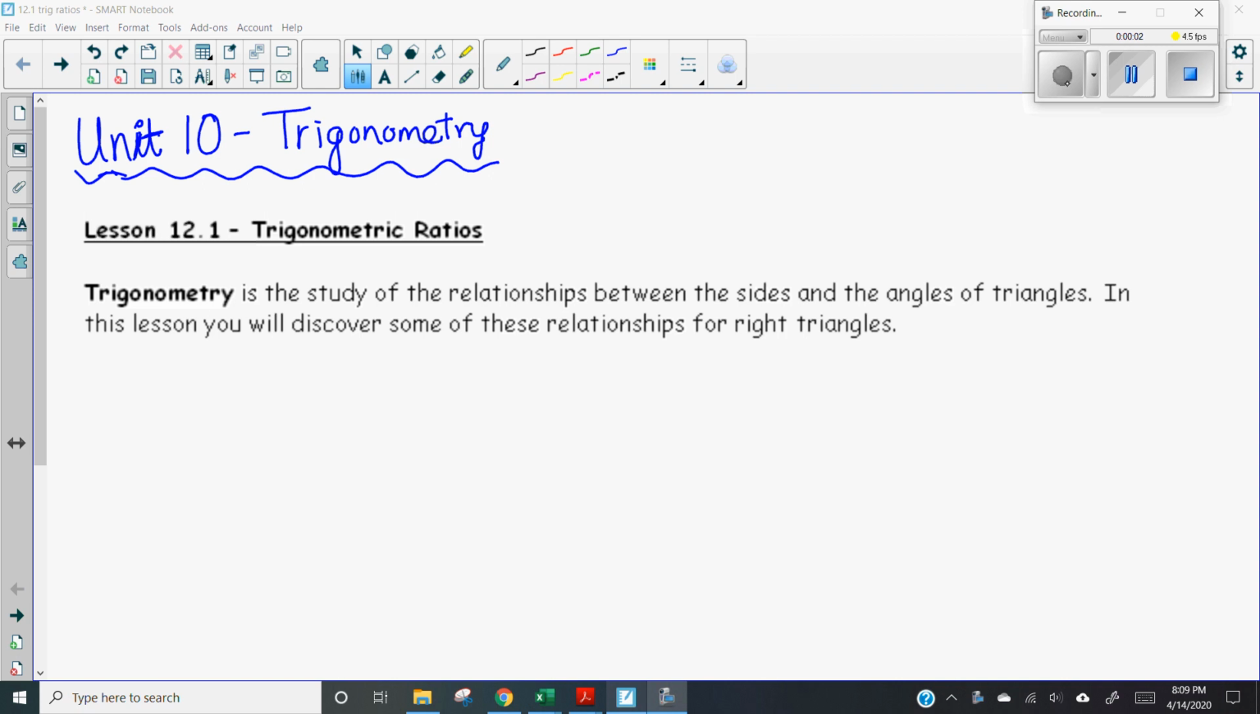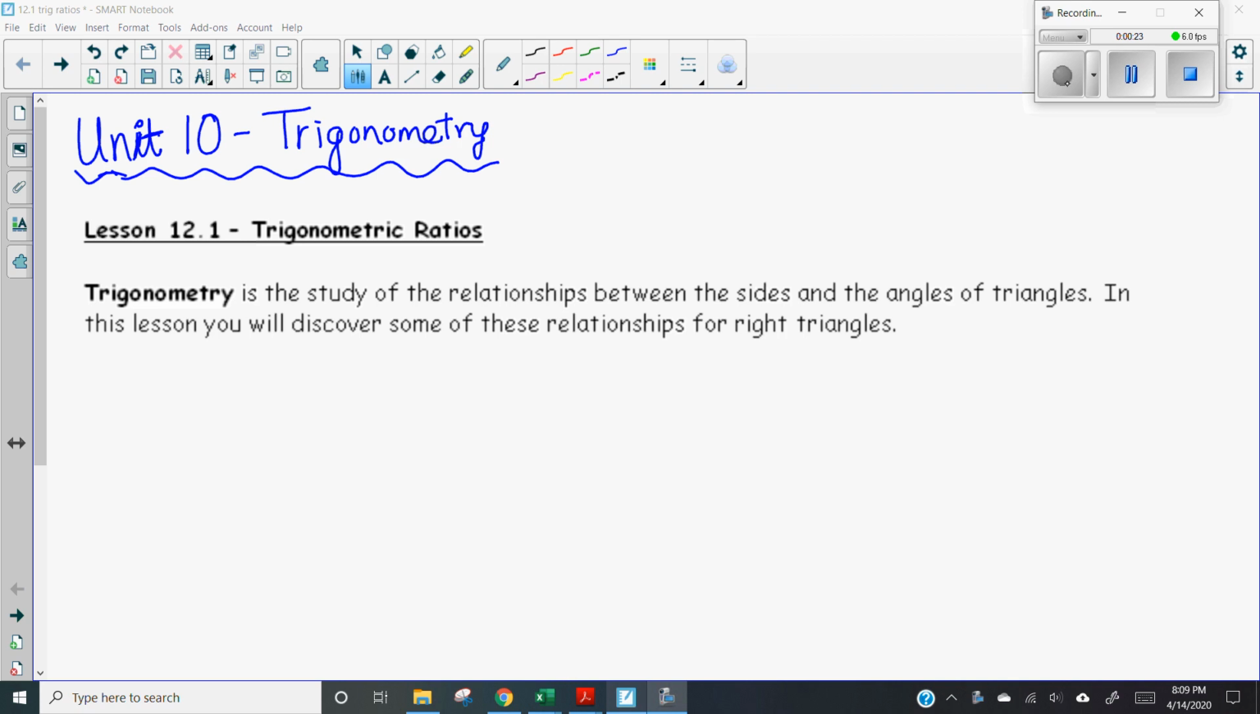Hi everybody, we are starting Unit 10 today, which is trigonometry. This is actually chapter 12 from the book, so in case you happen to be doing anything in the book, we know sometimes the unit names and the chapter names are a little jumbled up, so just an FYI, this is 12.1 we're starting today. We're going to look at the trigonometric ratios.